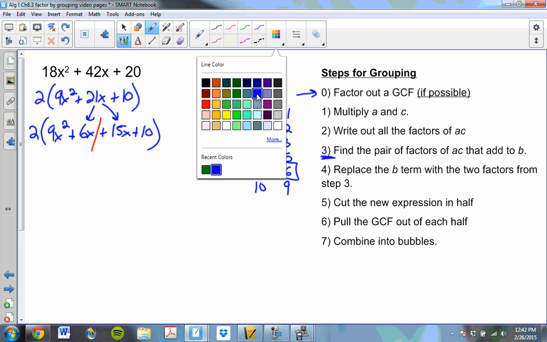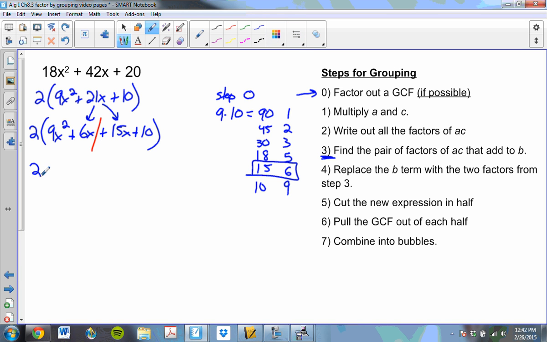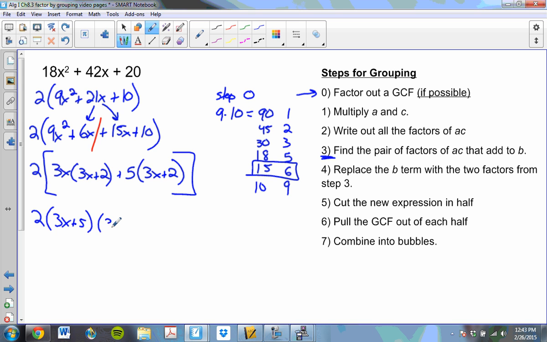My 2 still just sits out there. So I actually have to put this in brackets now, just to break out the parentheses. It doesn't really matter, but that's what I do. Out of this left half, I can pull out a 3x, and I'm left with 3x plus 2. Out of the right half, I can pull out a 5, and I'm left with 3x plus 2. So now I combine things, so I have 2 times 3x plus 5 times 3x plus 2. That's how that factors.